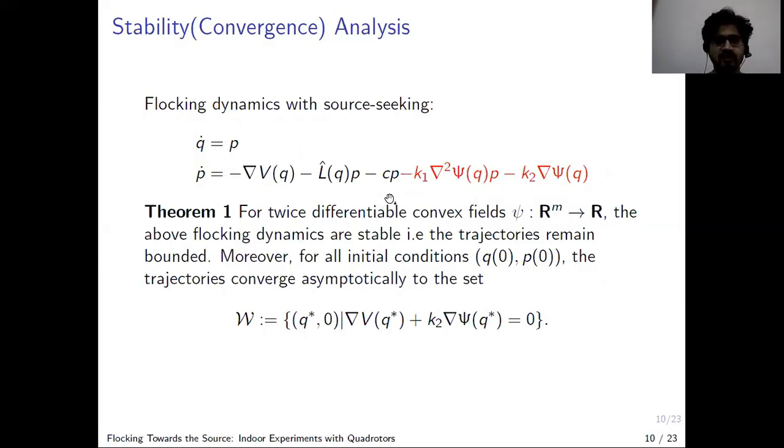So the theorem says that if psi is twice differentiable and convex, these dynamics are stable, meaning that the trajectories remain bounded for all times. Moreover, using LaSalle's invariance principle, we can show that the trajectories converge for all initial conditions to the largest invariant set within calligraphic W, which is given here.